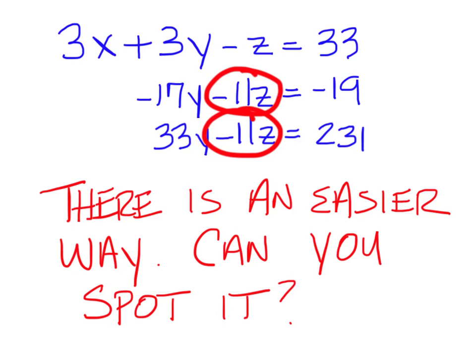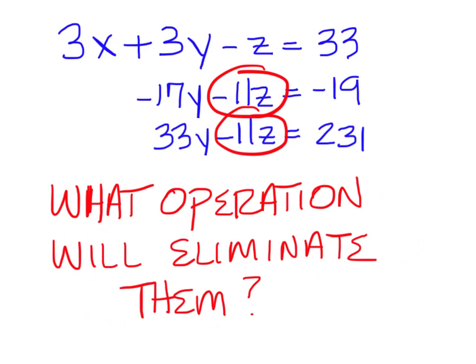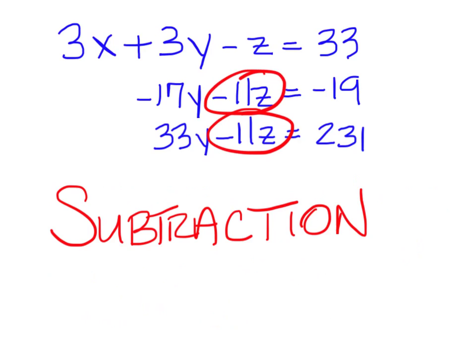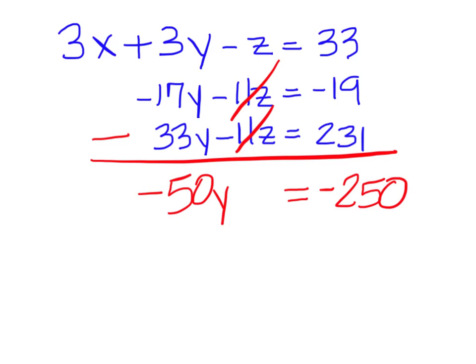get rid of those. So if the signs are the same, what do you have to do? Signs are the same, you have to subtract. Yep, they're already the same. So the operation is subtract. So subtract those two equations, and here's what you come up with. The minus 11z's cancel out, and look how neat it works out. A negative 50y equals negative 250.